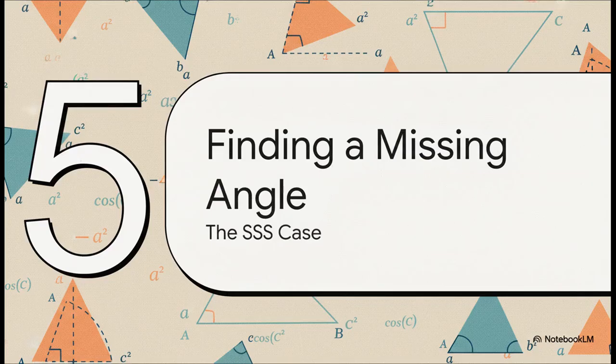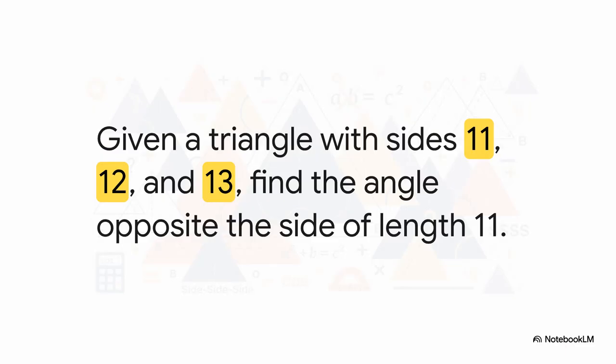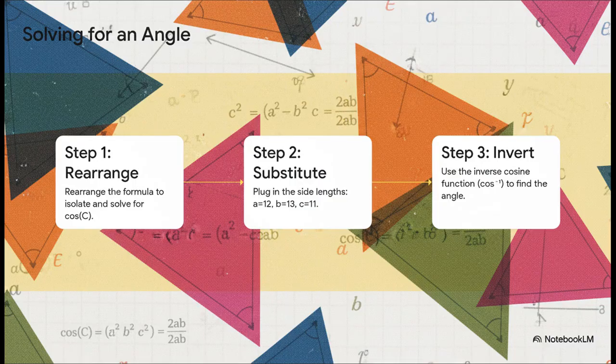Okay, on to our second main event, finding a missing angle. This is what we do for a side-side-side problem, when we've got all the sides, but we need to figure out an angle. So for this, let's grab an example from our source. We have a triangle with sides that measure 11, 12, and 13. And we want to find the angle that's sitting right across from the side with length 11. This is a perfect job for the law of cosines. Now, this one needs just a tiny bit of algebra, but don't worry, it's nothing crazy. First, we just shuffle the formula around to solve for cos of C. Then we plug in our side lengths. The key here is to make sure that the side we call c is the one opposite the angle we're looking for. So in this case, 11.